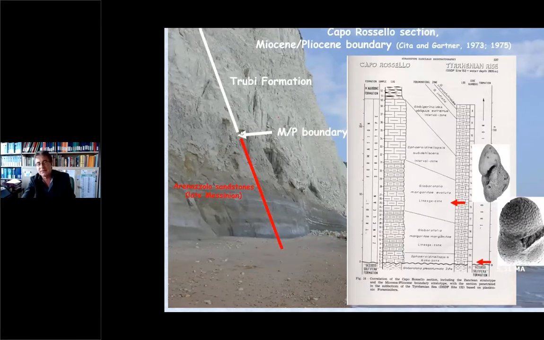The origin of the name Zanclean is from the ancient name of Messina, a city in the eastern part of Sicily, whose Greek name is Zancle. Mayer-Eymar in 1868 proposed the name Zanclean for the base of the Pliocene, due to the presence of Trubi above the gypsum. But Mayer-Eymar mixed the two lithologies, and it was not the same as proposed by Cita and Gartner.